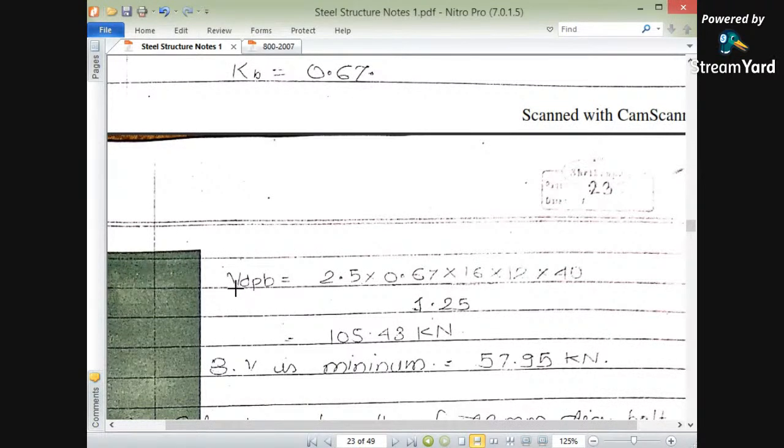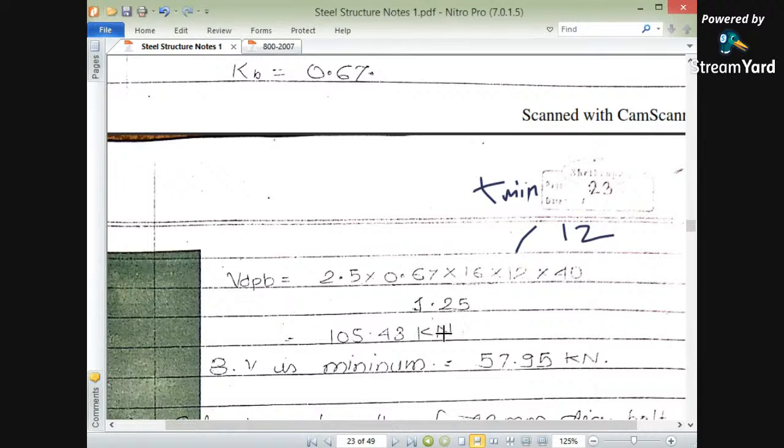So what is the formula for the bearing strength of bolt? Vdpb is 2.5 times kb times d times t divided by gamma mb. Kb is the minimum value, and 16 is the diameter of bolt. Here the thickness we have to take as t minimum. One thing has to be kept in mind: here t minimum we have taken as 12.